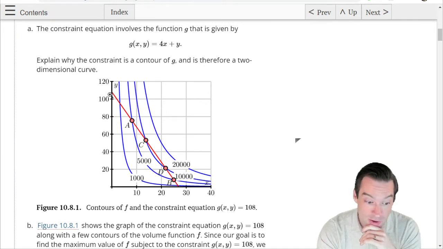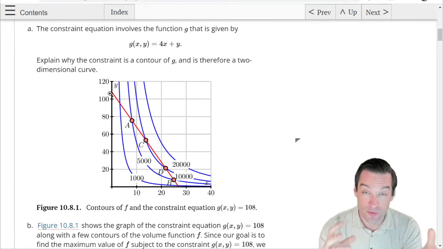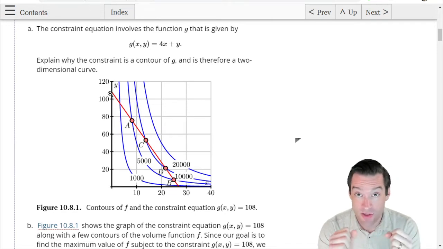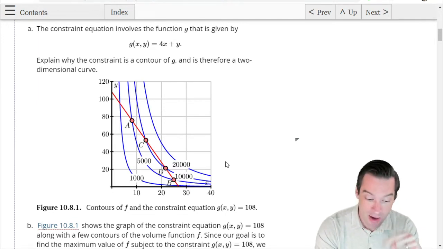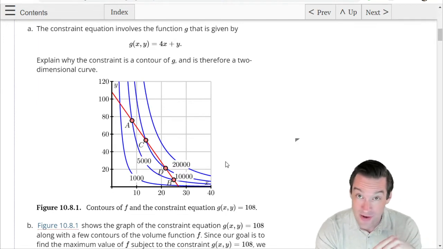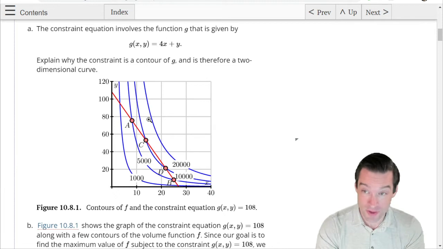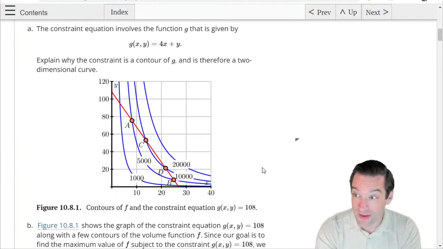Right? So these are all of the lengths and widths of our square cross-section box that give us a total girth of our box of 108 inches. So we only get to choose our x's and y's from among the points that are on the red line. And so your job is going to be to figure out, how do we find the top of the mountain? How do we find the largest possible value of the blue function from among the points that lie on this red line?